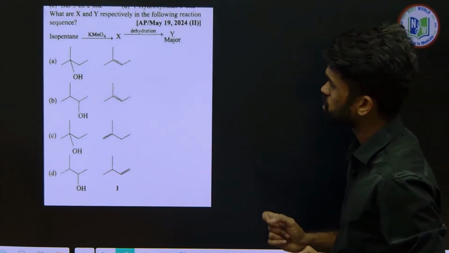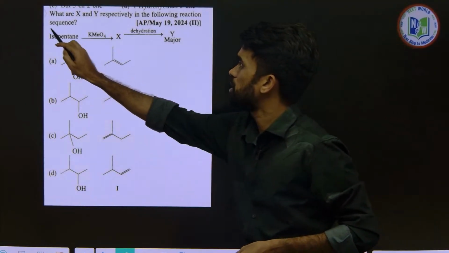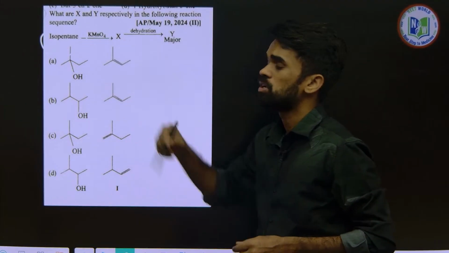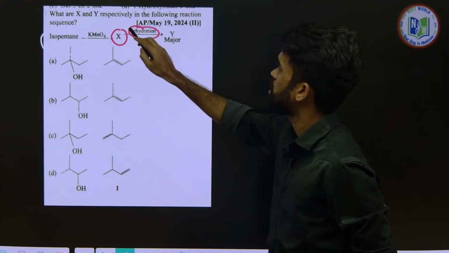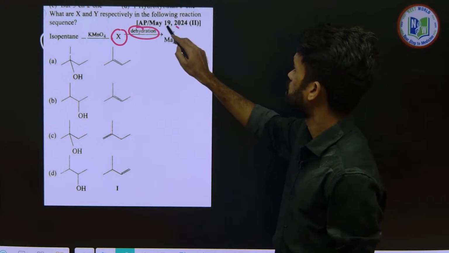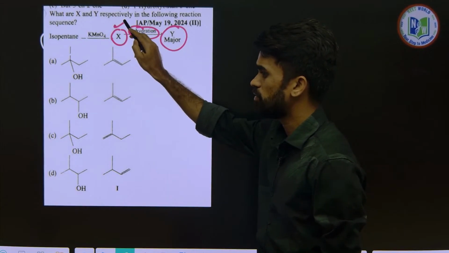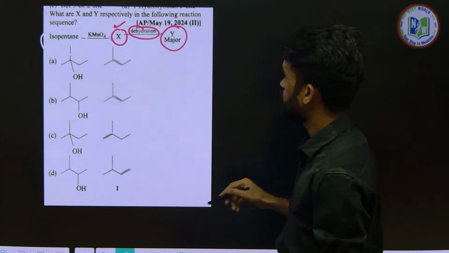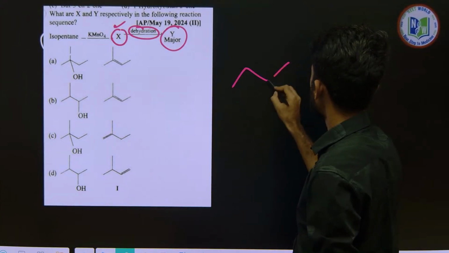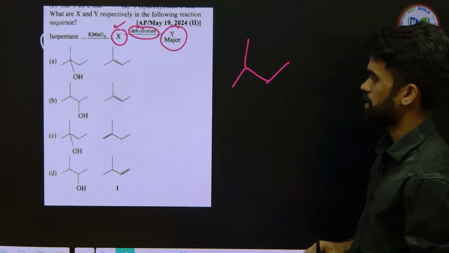Next, look at this question again. See, it's a reagent chemistry question. They are saying isopentane is treated with KMnO4. So what is the product formed, X? That X, again treated with dehydration, gives a Y major product. So we need to know what X is, then we can say what is the product formed upon dehydration. So simple, you take the isopentane structure, okay. So 1, 2, 3, 4, and this is isopentane, okay.